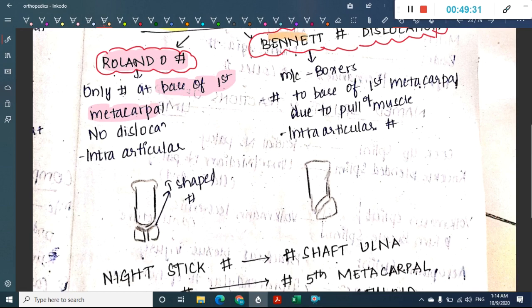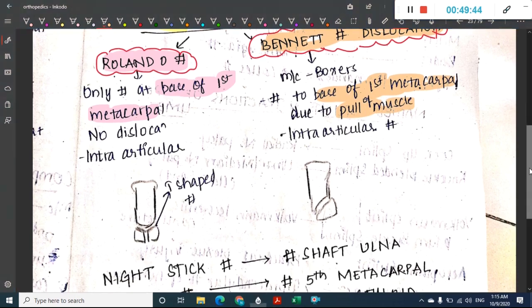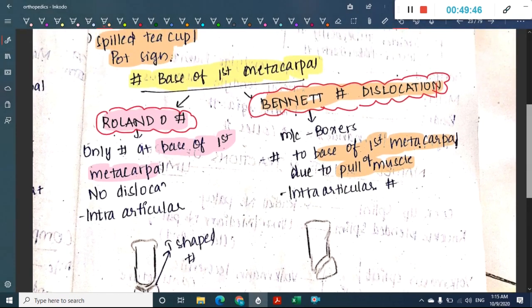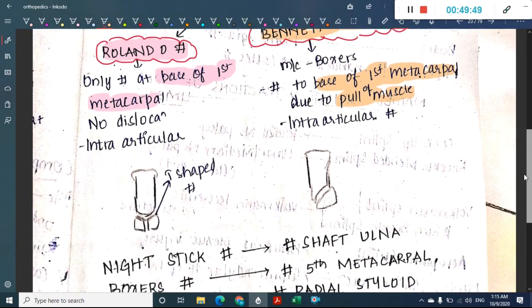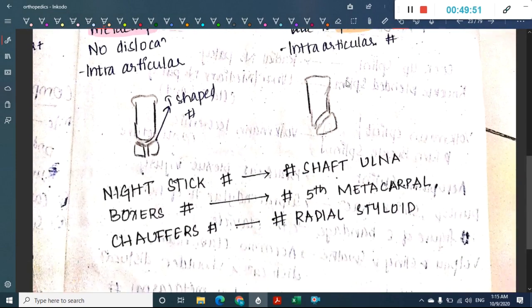Whereas if you see the Bennett fracture dislocation, here the base of the first metacarpal is fractured along with the pull of the muscle. So here there is dislocation also along with the fracture. This is also an intra-articular fracture. Now we will see some more fractures here.